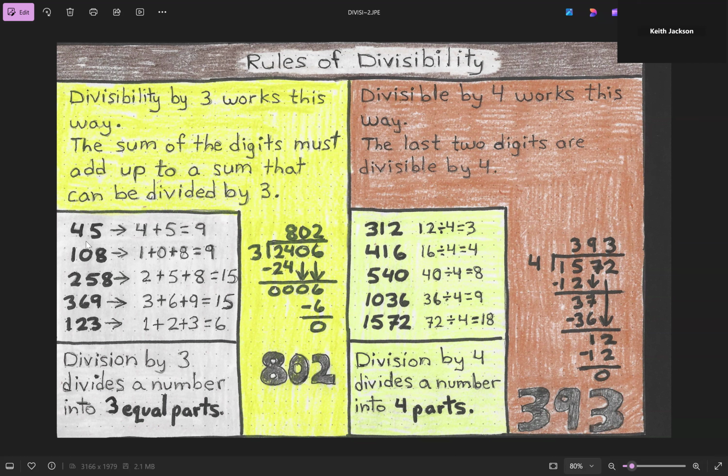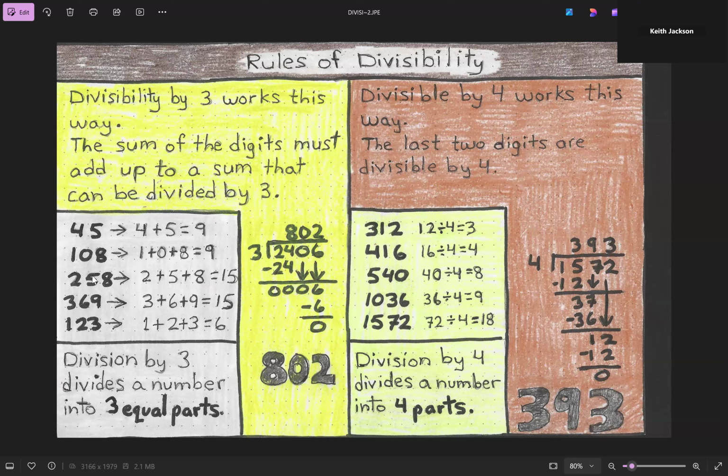Let's take a look at 45. If you had 4 and 5 together, that would give us 9, and 9 is divisible by 3. And let's take a look at a strange number like 108, and that it can be divisible by 2, right? But it can also be divisible by 3, and here is why. Because if we add up the digits 1, 0, and 8, here's what's going to happen. 1 plus 0 plus 8 will give us 9, and guess what? 9 is also divisible by 3.